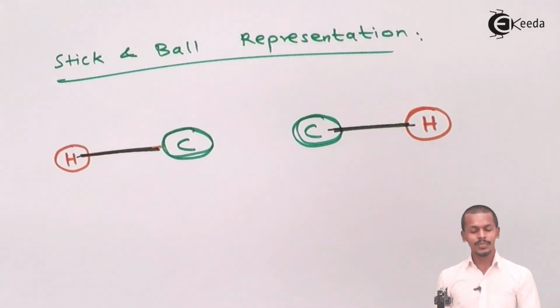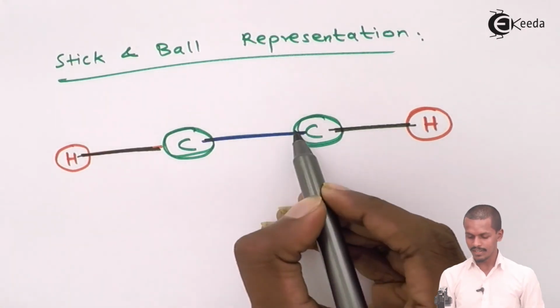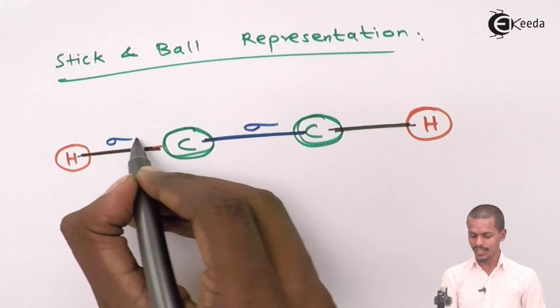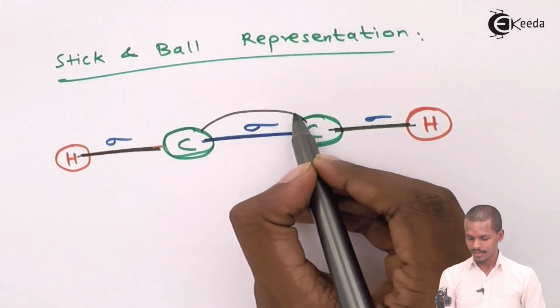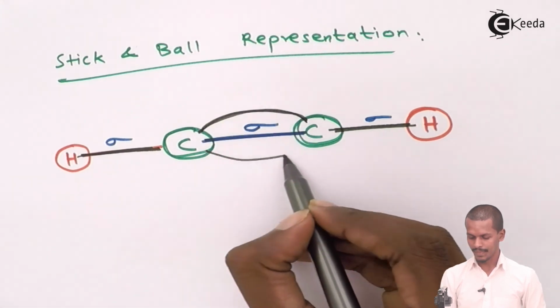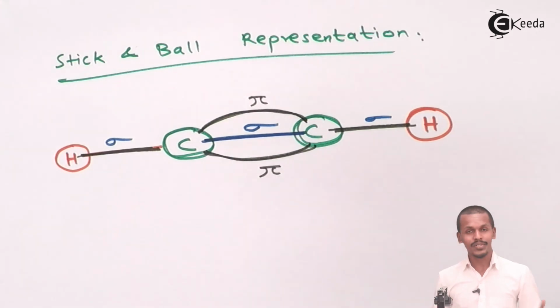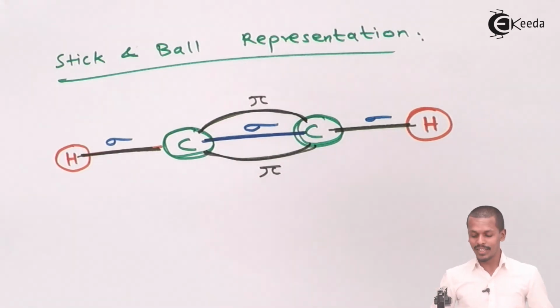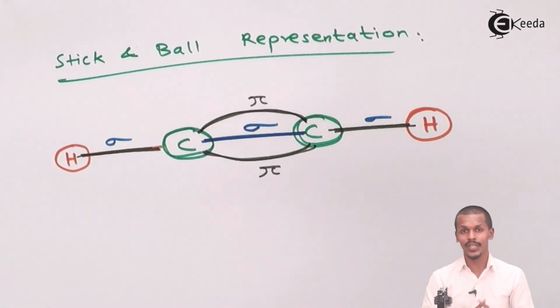The bonds between the carbon and carbon can be represented in this way: this middle part is the sigma bond between the carbon and carbon, while the bent structure that I am making over here represents the pi bonds. So this is the stick and ball representation of ethyne. This is the representation, or the electronic structure, of ethyne, and this is how we have represented it.